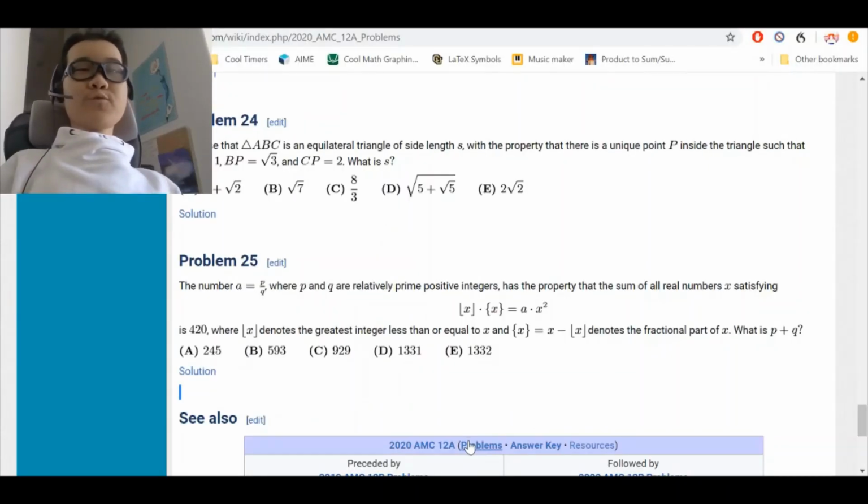Hey everyone! Today we will be solving the 2020 AMC 12A Problem 25, and I will be showing you why the law of sines is helpful here.